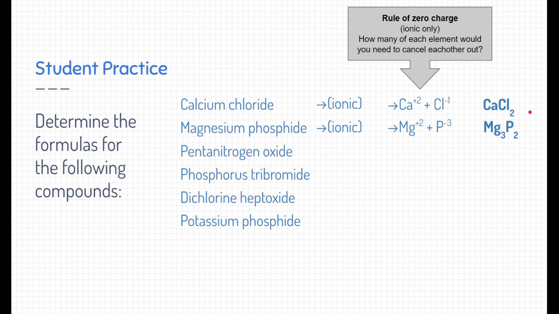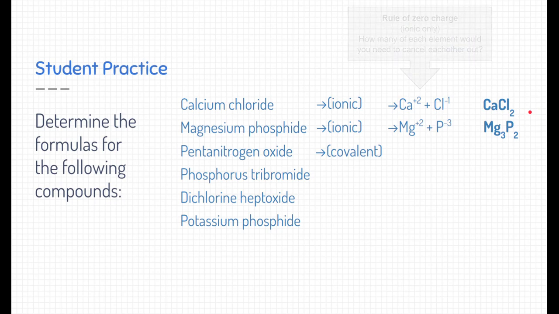All right, pentanitrogen oxide. This one is covalent. Nitrogen and oxygen are both nonmetals, so they don't apply that rule of zero charge. Instead, we figure it out using the prefix penta, and then notice it's just oxide, so that's just one of them. So there's five nitrogen, penta, and one oxygen. So I'm just going to write that as a formula, N5O.